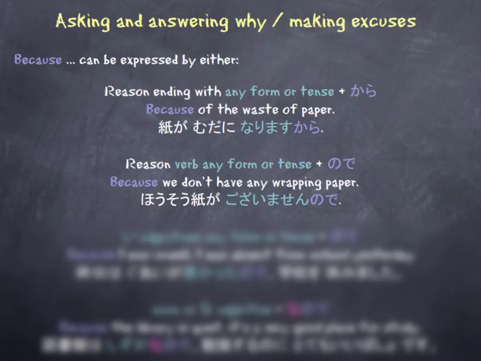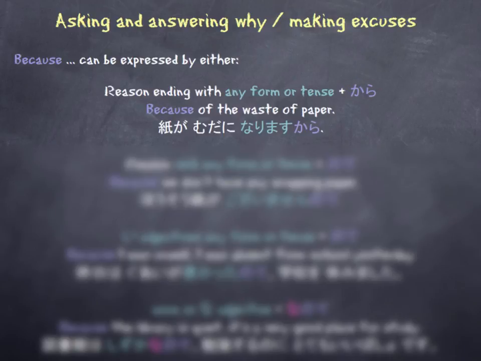Now the word because can be expressed by either the word kara or no de. So let's take a look at a couple of examples. We can have a reason ending with any form or tense followed by the word kara. So for example, because of the waste of paper, kami ga muda ni narimasu kara. So we have here our verb and we've simply attached kara to the end of that verb to indicate that we are giving a reason for something or making an excuse for something because of the waste of paper.